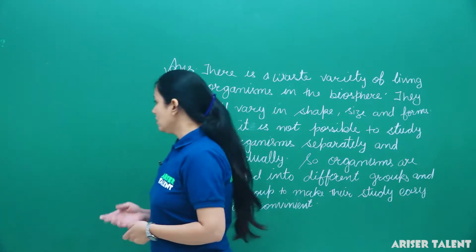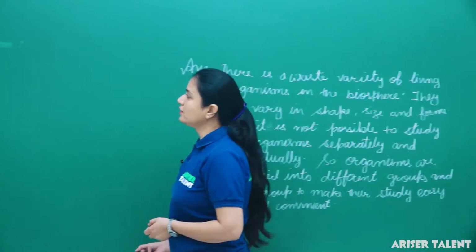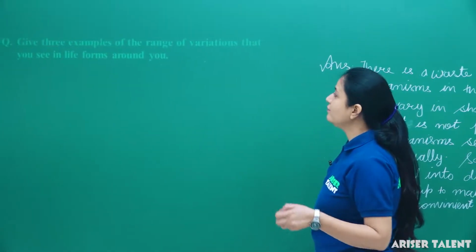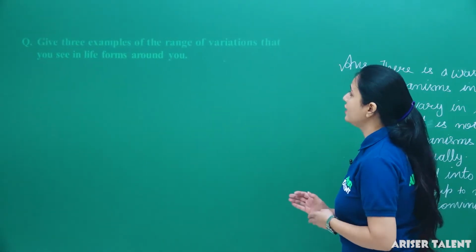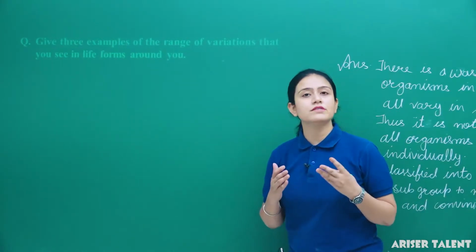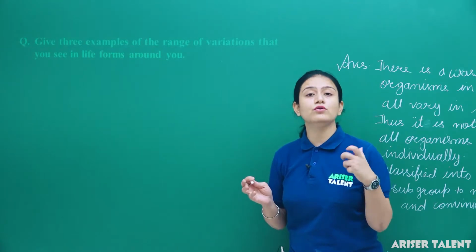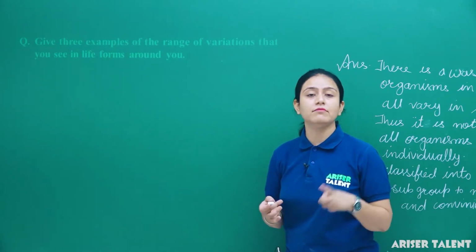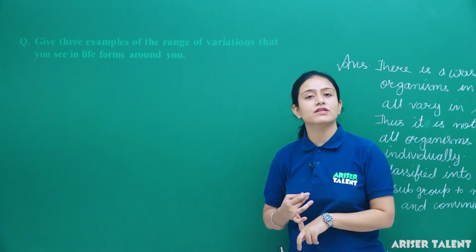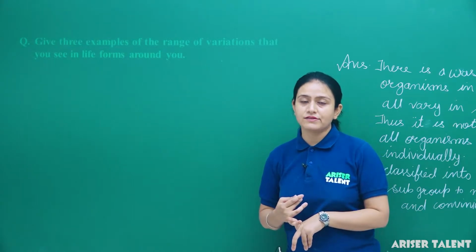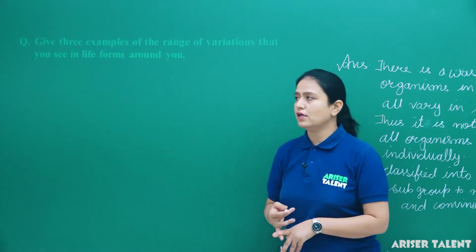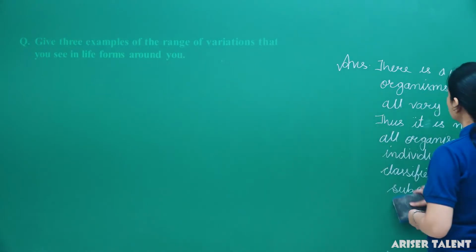Clear? Here we go with the other question, that is, give 3 examples on the range of variation that you see in life forms around you. Whatever life forms are present around us, what variations do we find in them? We find the variation on the basis of their size, on the basis of their lifespan and on the basis of their color. So here we go with the answer.